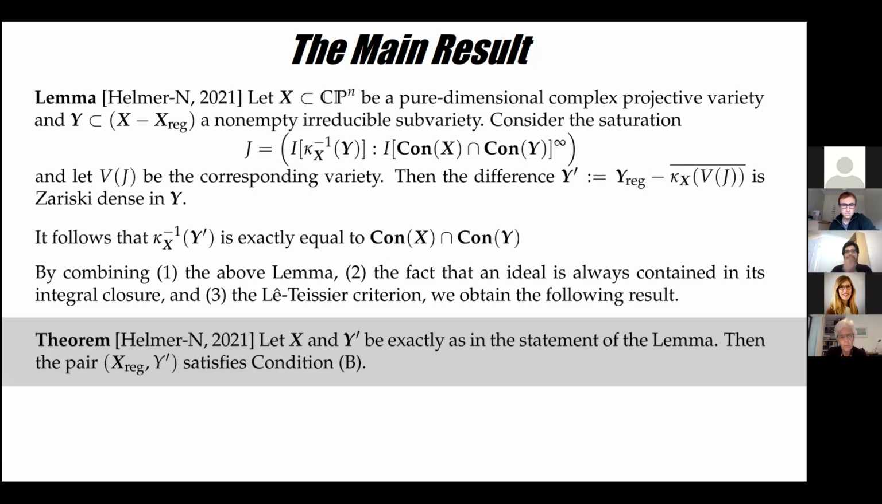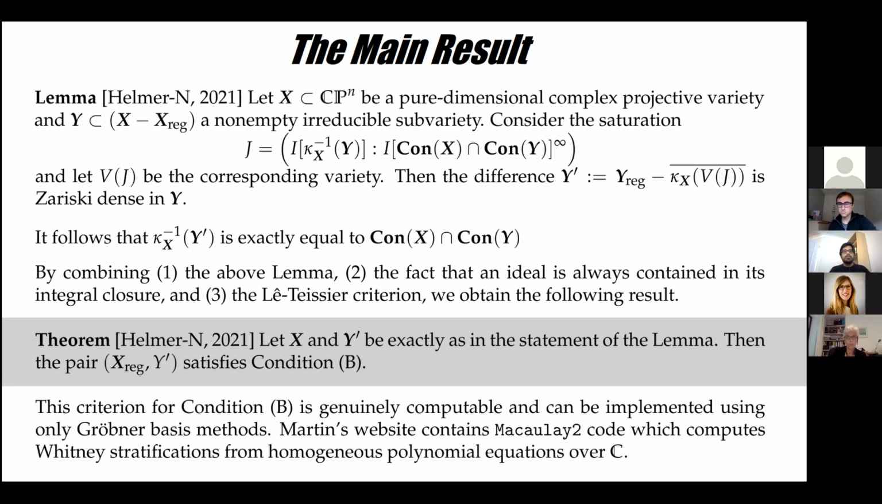So if X and Y prime are as written upstairs, so X is a projective variety, and Y prime is given by this, taking the saturation, applying the conormal map, and throwing it out of the regular part of Y, then that pair satisfies condition B. This is a warning, not if and only if. So if all of this is true, then we get condition B. If condition B is true, we don't get all of this, but we don't care. We just want to get a good Whitney stratification, and it doesn't matter if it's not the tightest Whitney stratification possible.